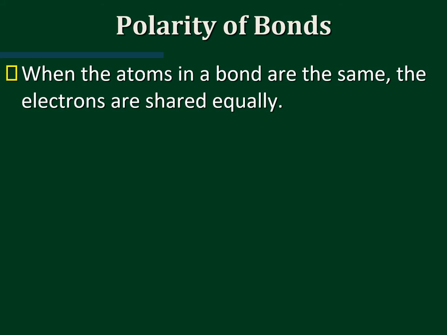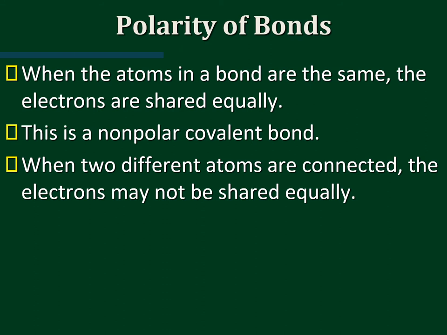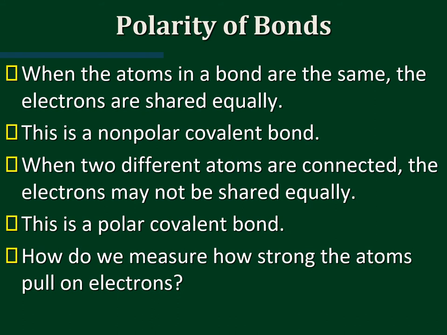Polarity of bonds. When the atoms in a bond are the same, the electrons are shared equally, so this is a non-polar covalent bond. When two different atoms are connected, the electrons may not be shared equally, so this is a polar covalent bond. So, how do we measure how strongly the atoms pull on electrons?